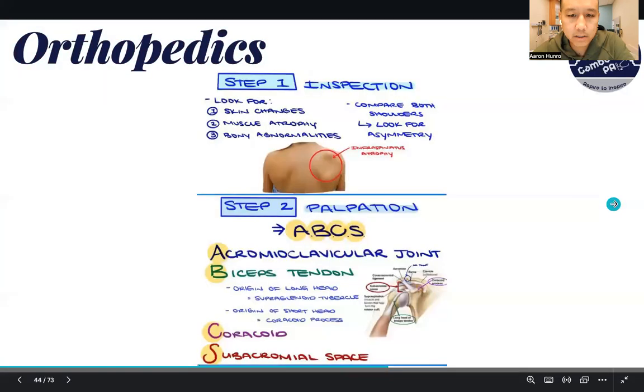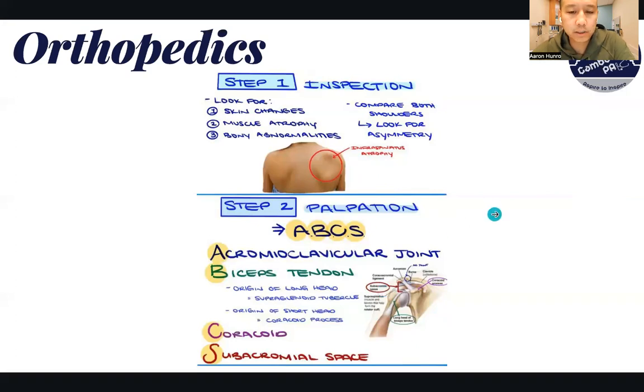All right. So with regard to shoulder exams, first thing we're going to look at, we're going to inspect, right? So first we're going to view. We're going to look for any deformities, any changes to the skin, any muscle atrophy, or any bony abnormalities. Is there an apparent fracture? We're going to look for any asymmetry, or is their shoulder drooping to one side or another? We're going to compare both sides, okay?